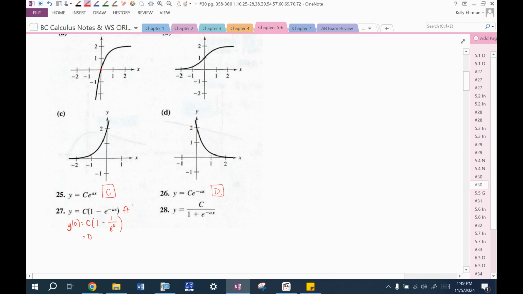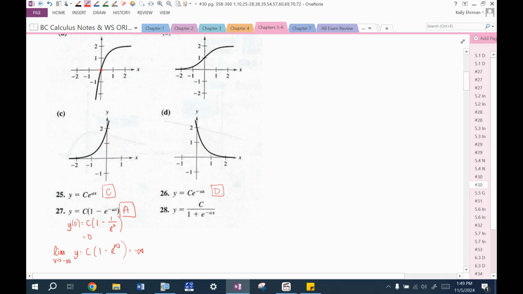I was also looking at limits though. This is good limit practice. As x approaches negative infinity, y would be C times 1 minus, let me not do the 1 over thing. If I plug in negative infinity to this, I get e to the infinity. So that's 1 minus infinity. So that is negative infinity, that limit. And that's also what the graph is doing versus the graph here that's going to 0.